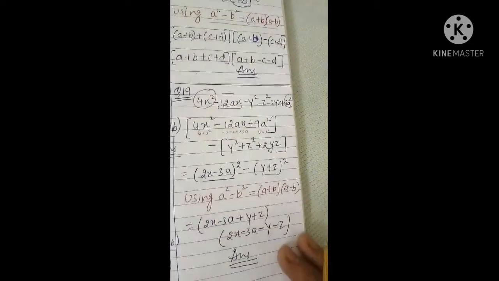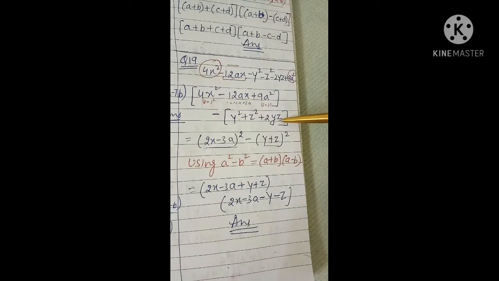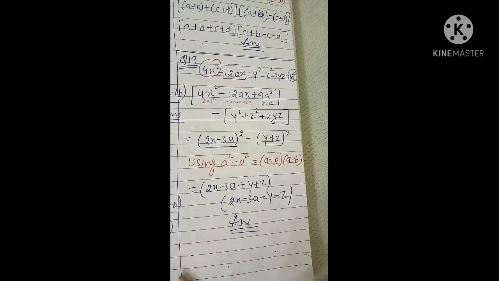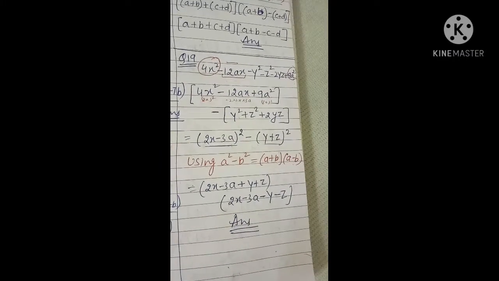Then 19th sum, this is the 19th. This is the statement. Here also we are going to combine the term x, a and mixed number. And then y square plus z square 2yz in the another bracket. If we will see carefully, it is 2x minus 3a whole square and this is y plus z whole square. Then a square minus b square, that is a plus b, a minus b. Simply we can open the bracket and we get the answer.